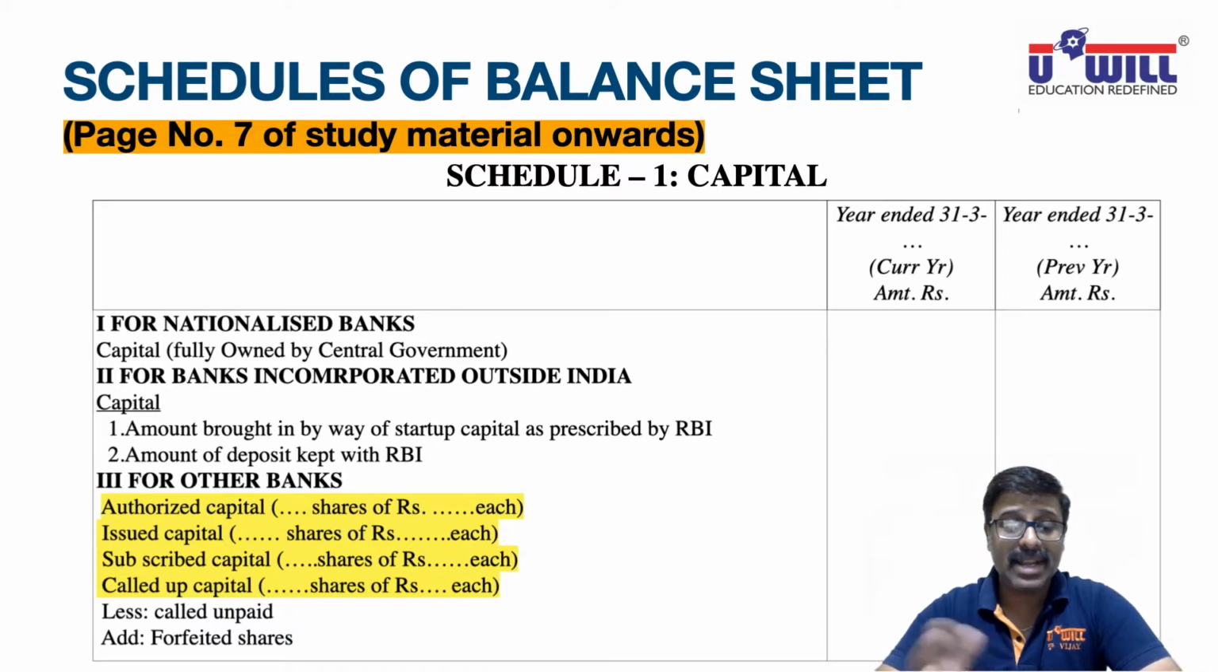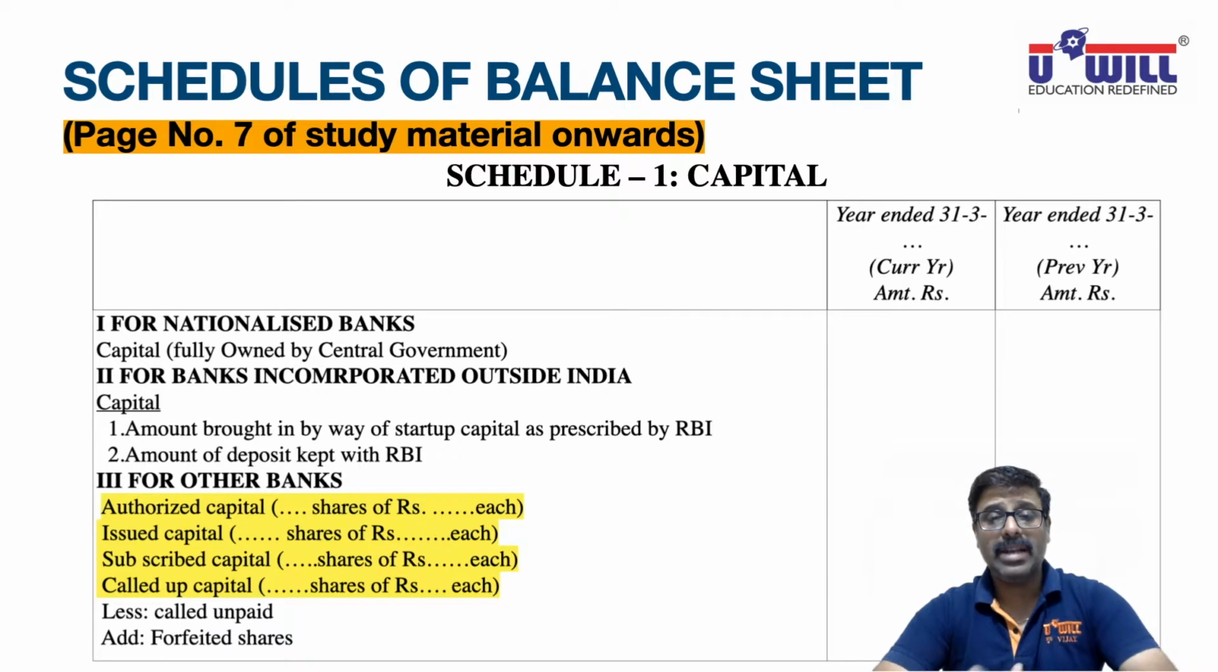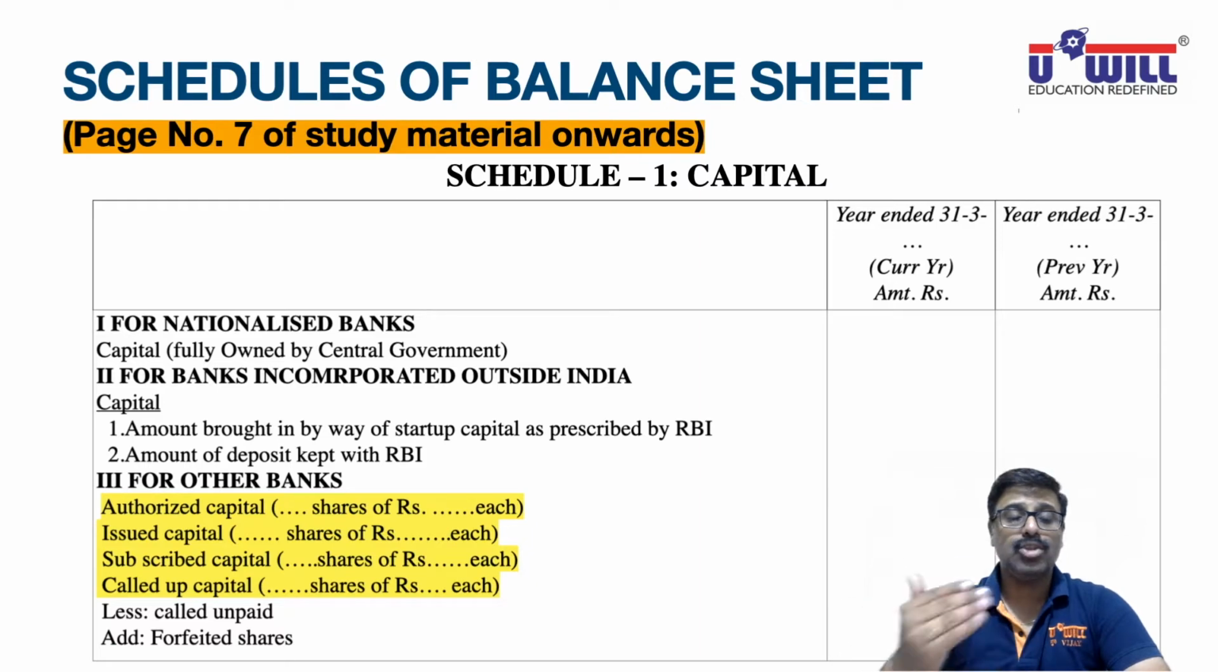Means we will have authorized capital, issued capital, subscribed capital, and called up and paid up capital, in which you will subtract the calls unpaid, that is calls in arrears, and you would add the forfeited shares. So mainly you remember in capital we will have authorized capital, and then, as we have been doing in company final accounts, we will combine issued, subscribed, called up and paid up capital.